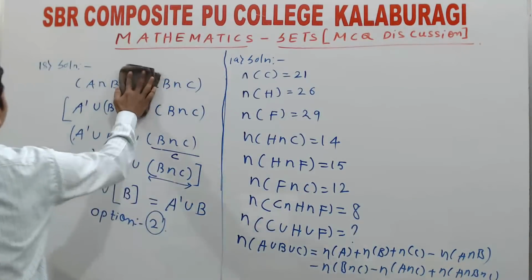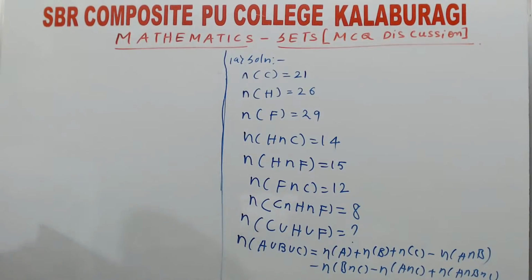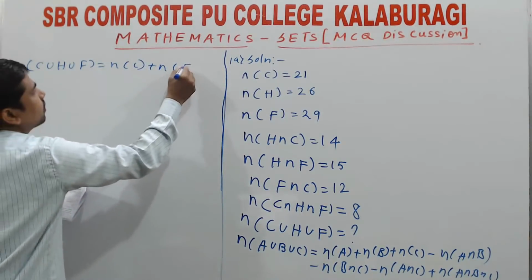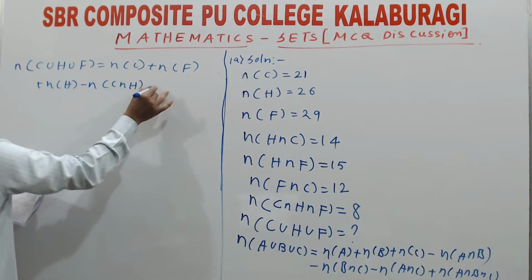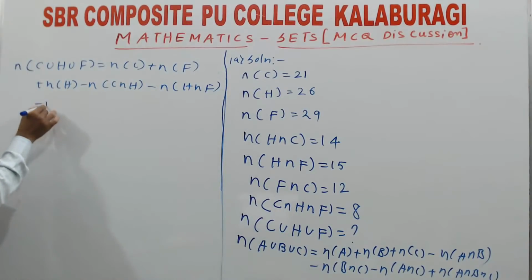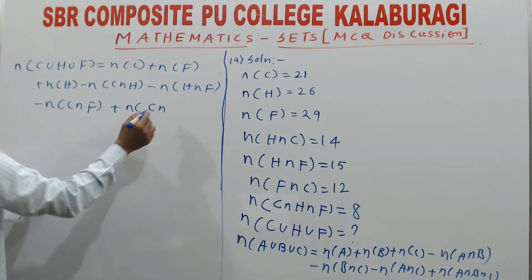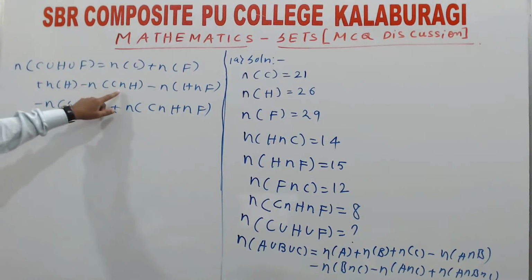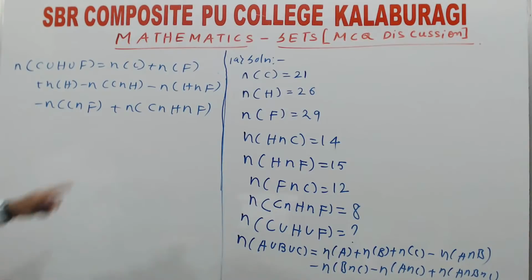If I apply that formula, N of C union H union F is N of C plus N of F plus N of H minus N of C intersection H minus N of H intersection F minus N of C intersection F plus N of C intersection H intersection F.